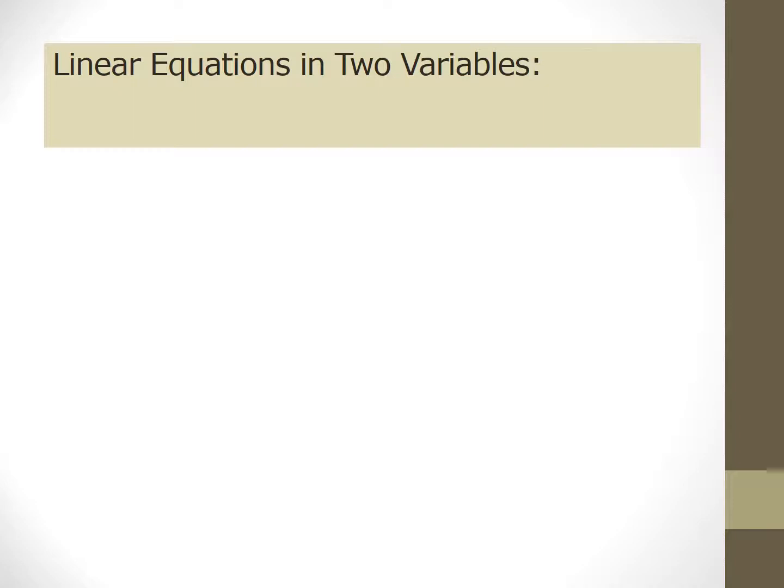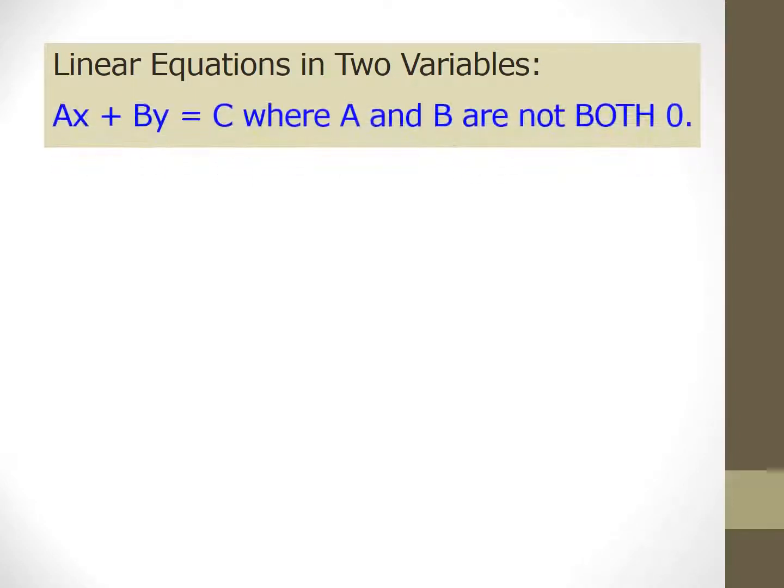Now here's again what our linear equation in two variables looks like. It's ax plus by equals c, where a and b are not both 0. We just want to make sure that we don't lose this term and this term if a and b were both 0. But now let's look at a kind of unique equation, but one you're going to see. And that is, if they can't both be 0, what happens if one of them is 0?